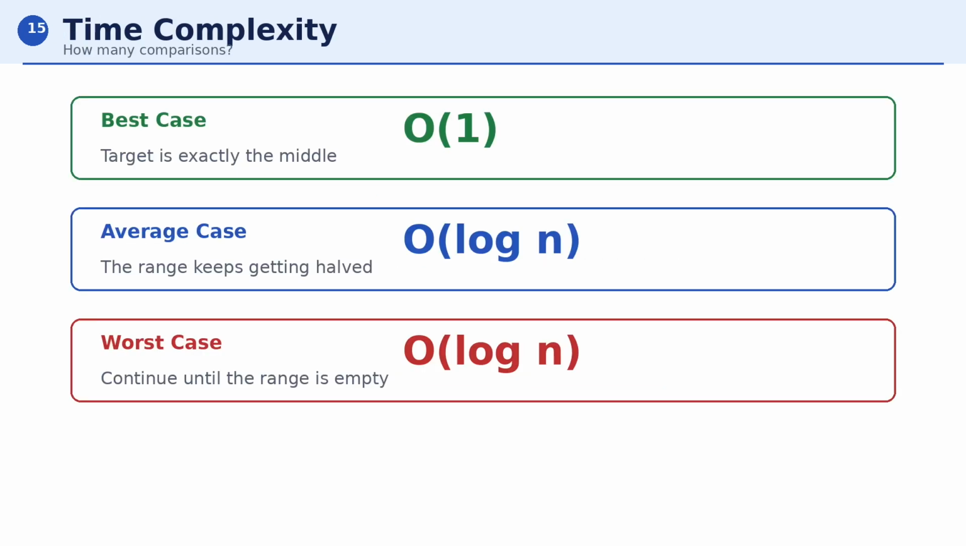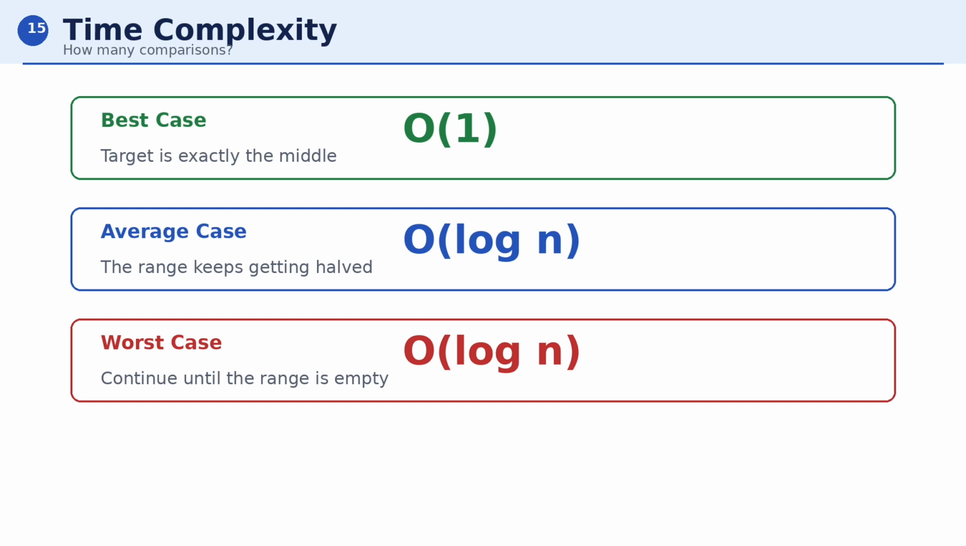Now let's analyze the time complexity. The best case occurs when the target is exactly the middle element during the first comparison. We only need one comparison. So the best case is O of 1. But what about the worst case?